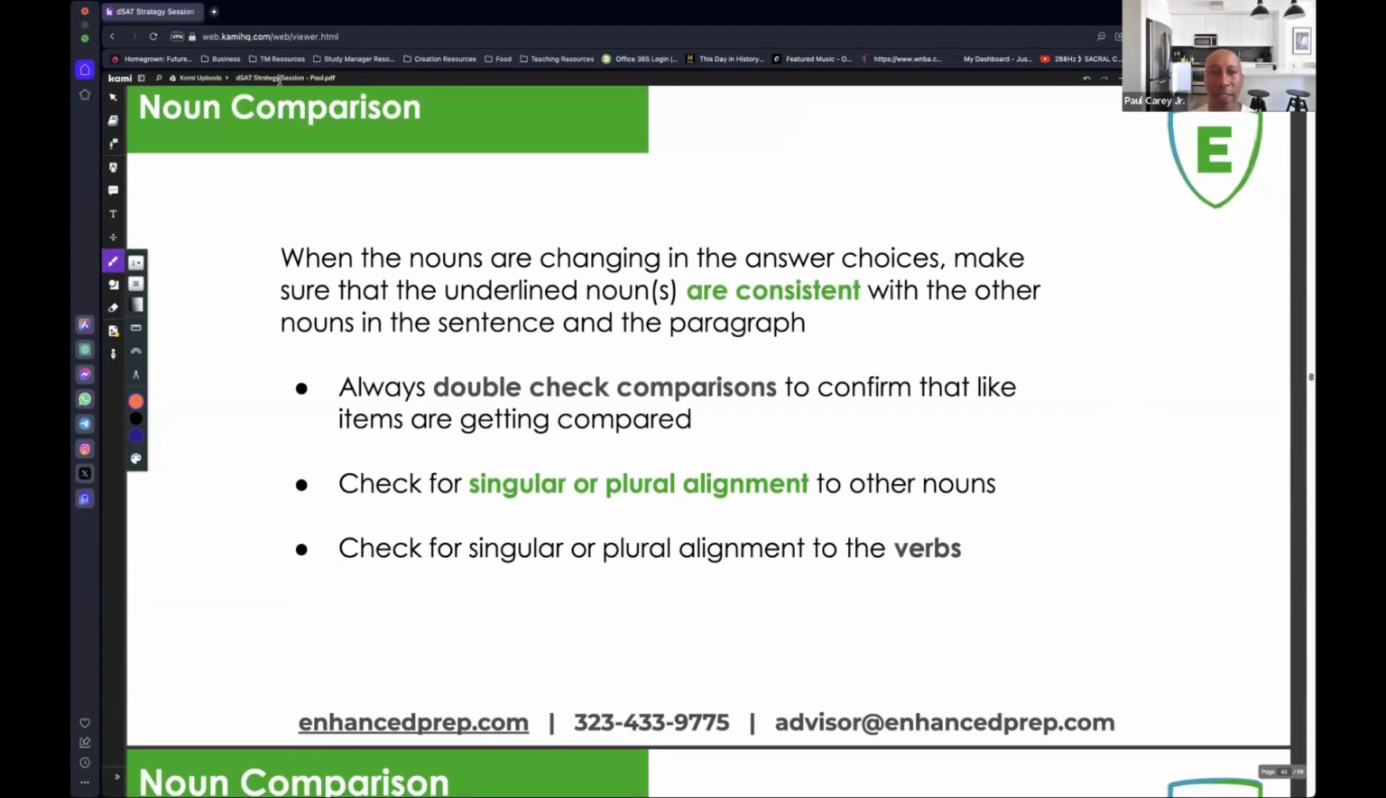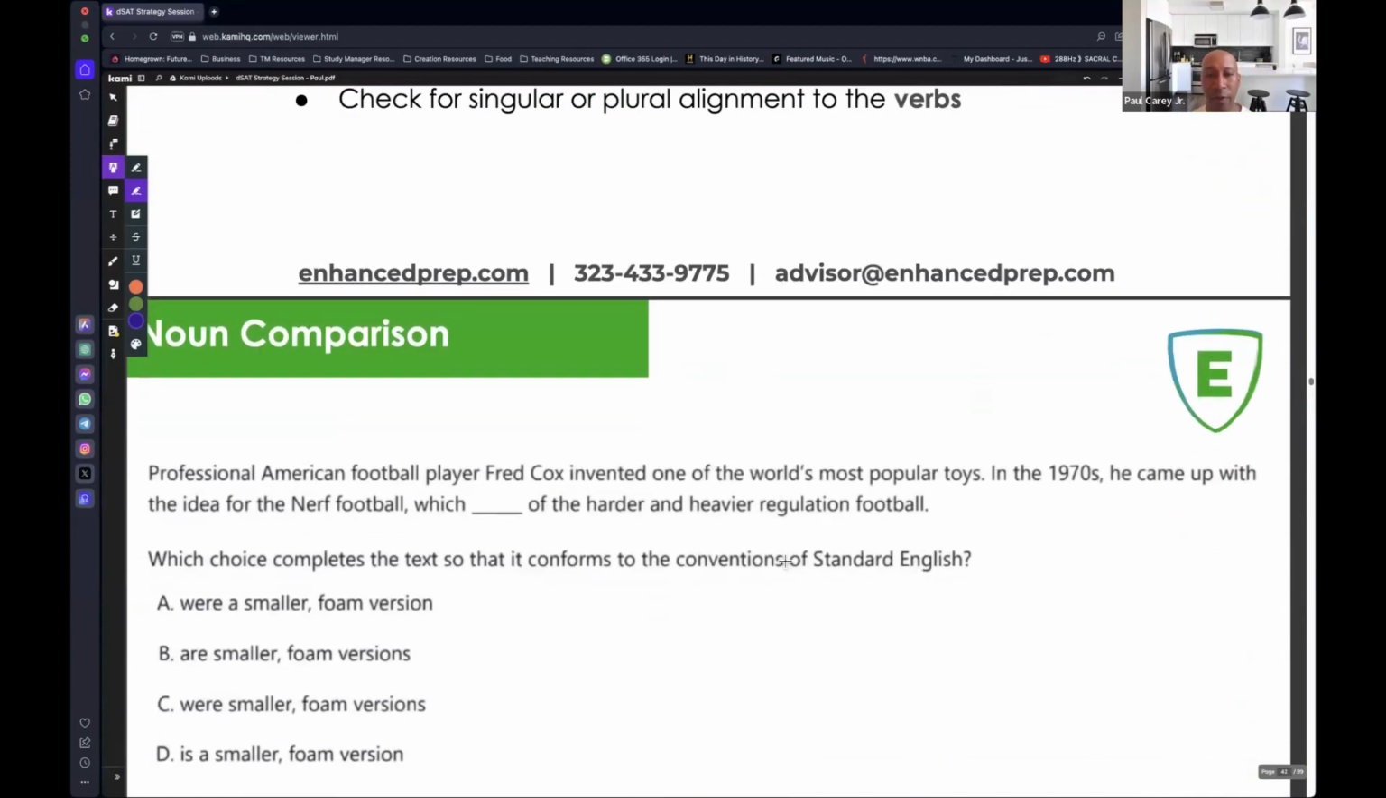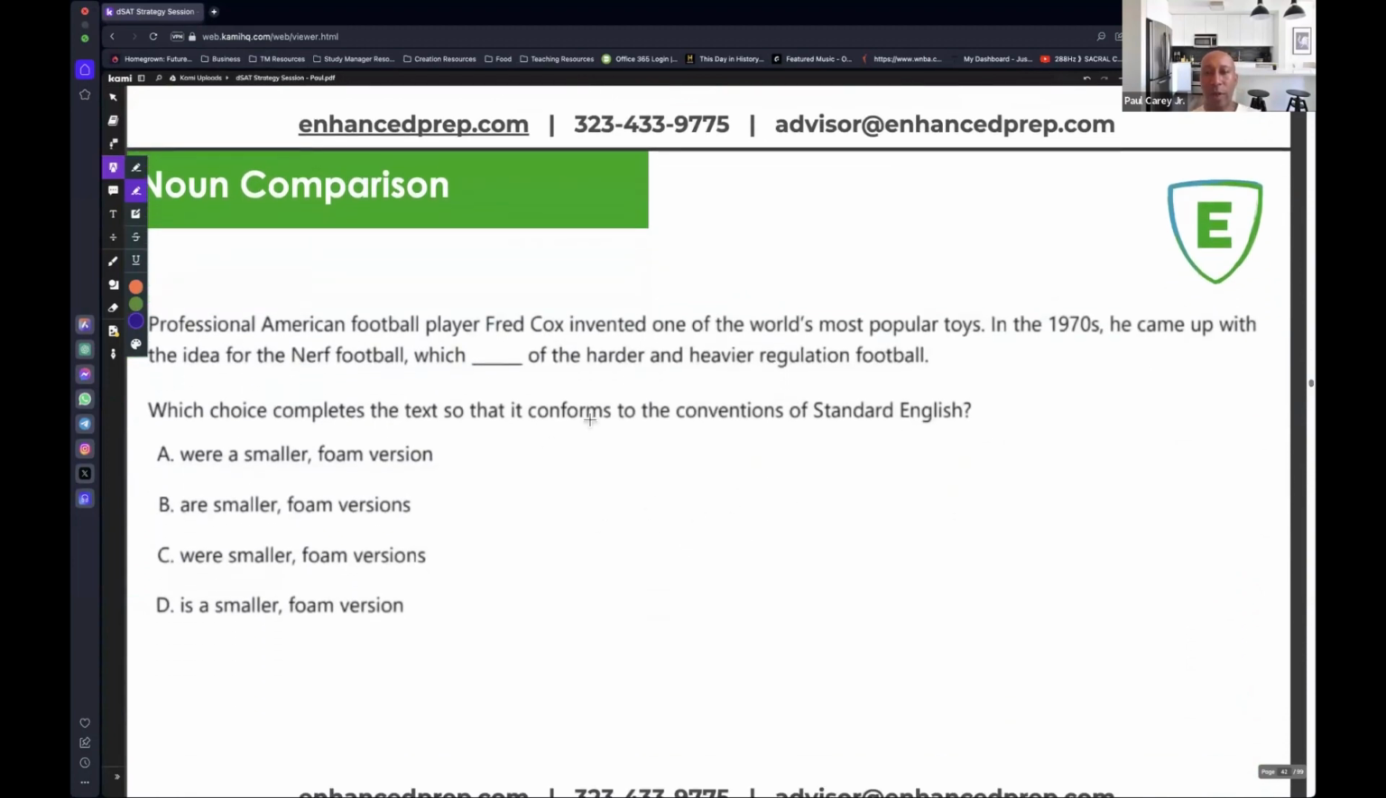The next thing that we have is noun comparison. So when nouns are changing in the answer choices, make sure to underline the nouns, and make sure that the underlined nouns are consistent with the other nouns within the sentence. Always double check for comparisons to confirm that like items are being compared. Check for singular or plural alignment with the other nouns, and then check for singular or plural alignment with the verbs.